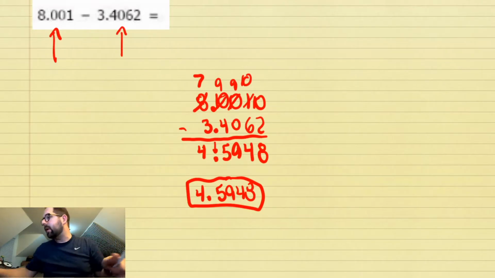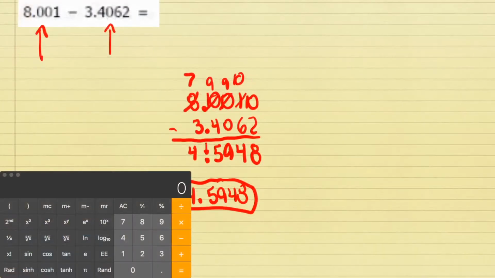Now let's go right to the calculator here so we can see if this works. Okay, so jumping right in. Let's type these in my calculator here. All right, so what do we have? We have 8.001, and then we're going to subtract 3.4062, hit enter, and 4.5948. There you go.